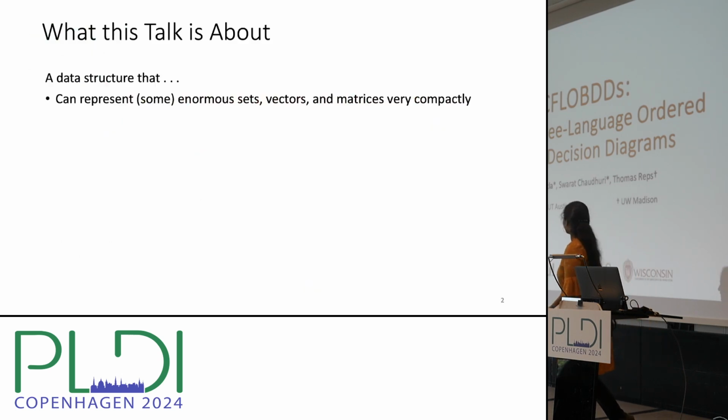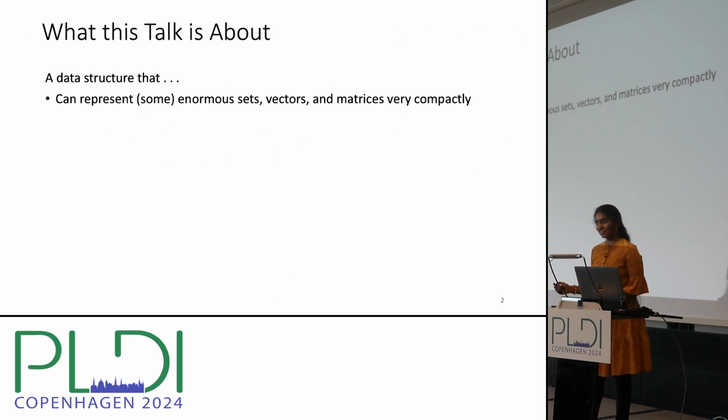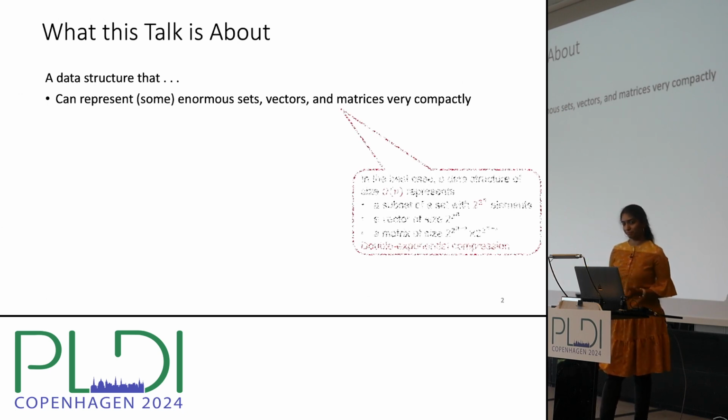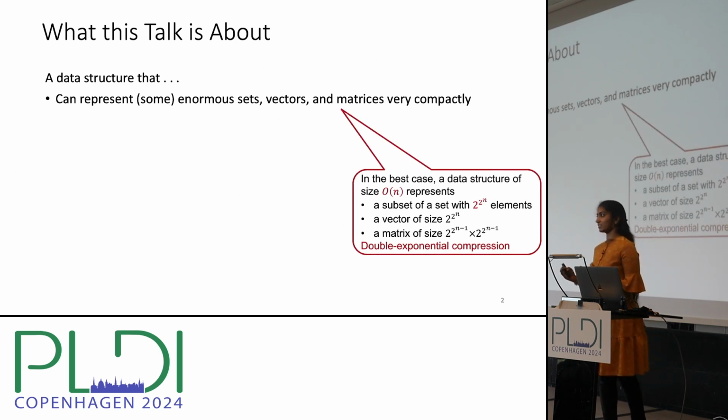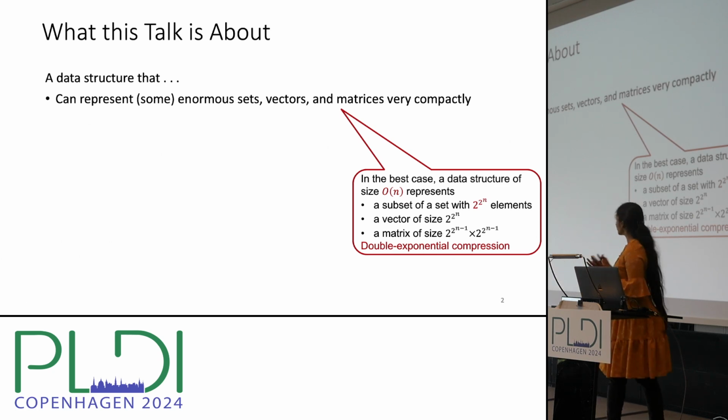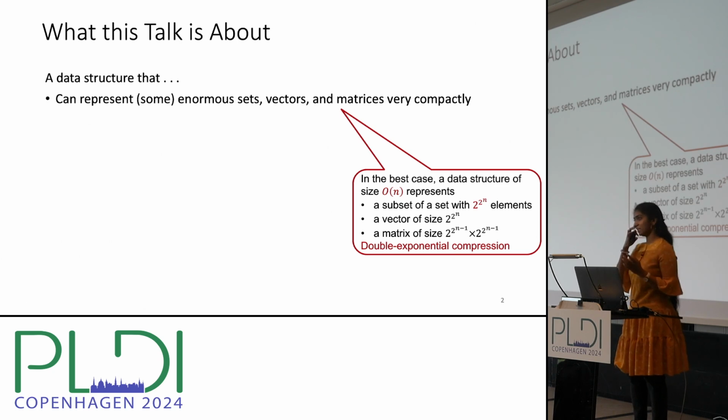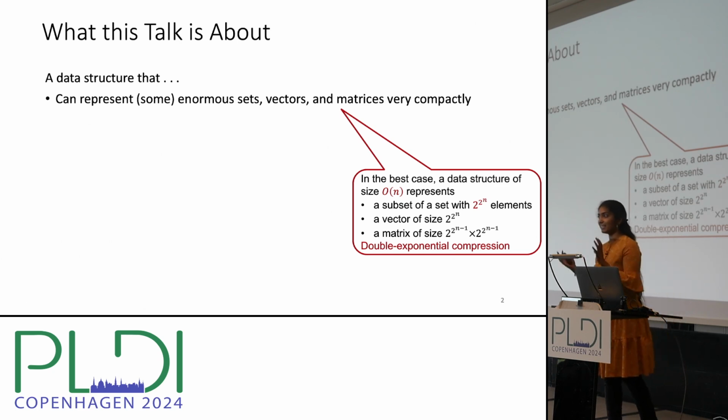So what are these? It is a data structure to represent enormously large sets, vectors and matrices very compactly. So what do we mean by that? Let's say we have a set consisting of 2 power n elements. In the best case, we expect a CFLOBDD to represent that set in O of n size. That is, it can provide a double exponential compression. So you take large vectors and matrices, and depending on the structure, CFLOBDDs can provide a good compression.